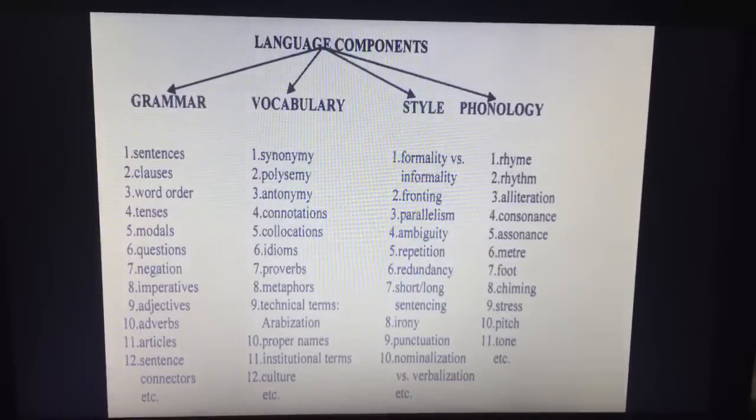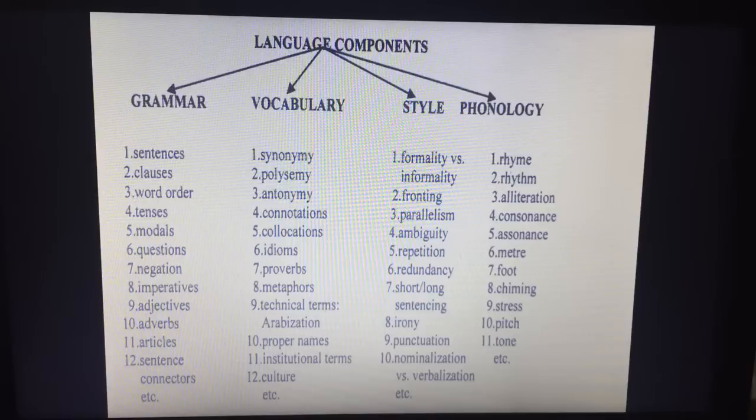In language, of course, in grammar we will look at so many things like sentences, clauses, word order, tenses, modals like can, will, shall, questions, negation, not, imperatives, al-amr, adjectives, adverbs, articles like the, an, a, and sentence connectors like conjunctions and so on.